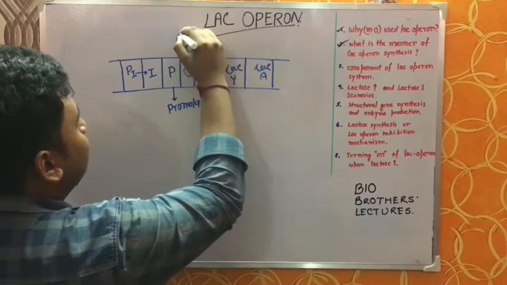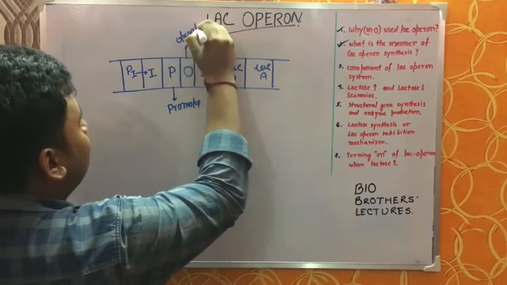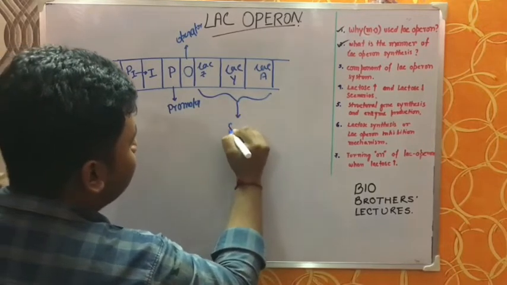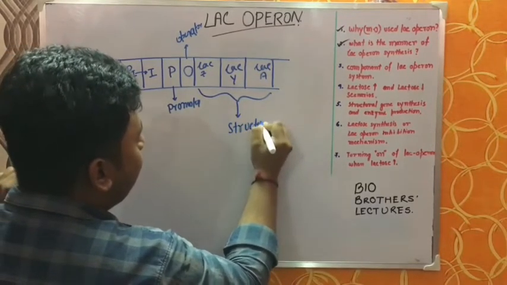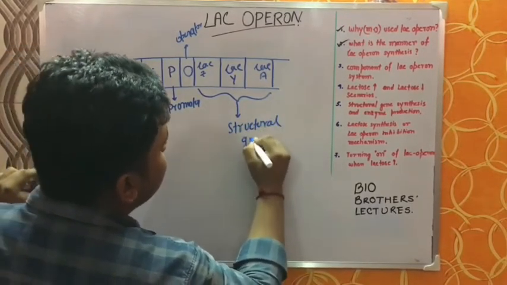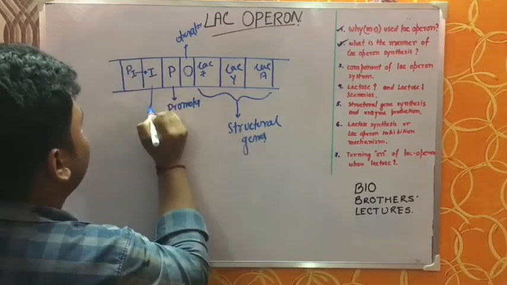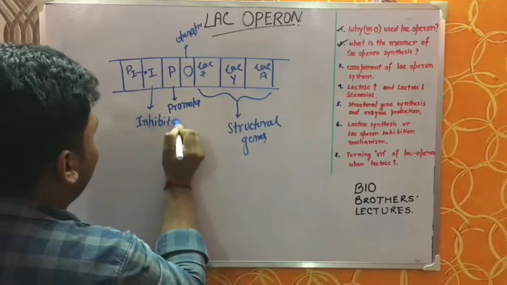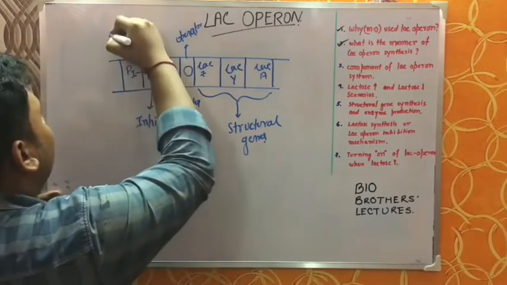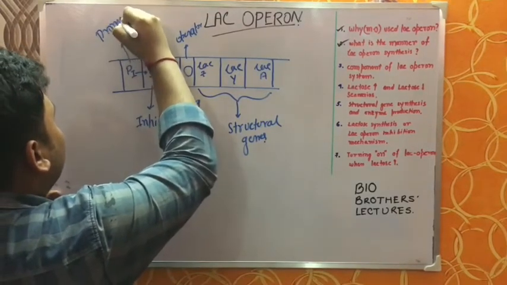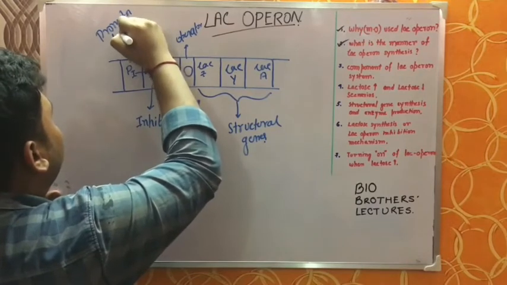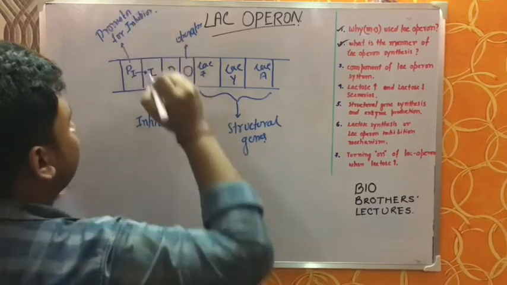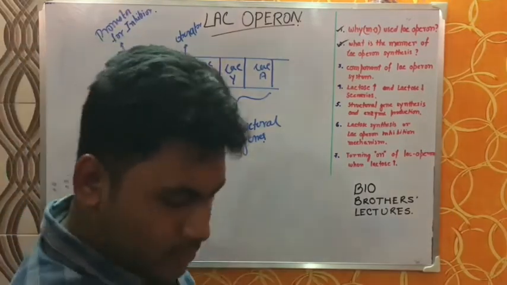So this is the promoter, this is the operator, structural genes, inhibitor, promoter for inhibitor. Okay.